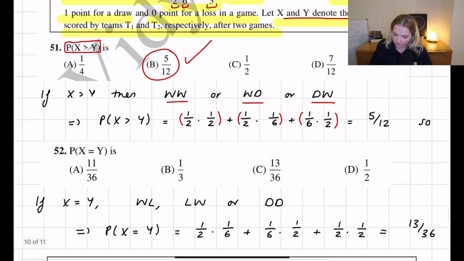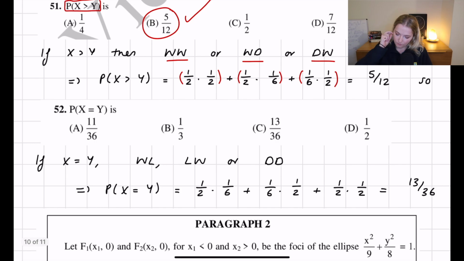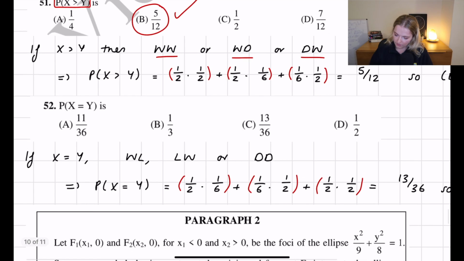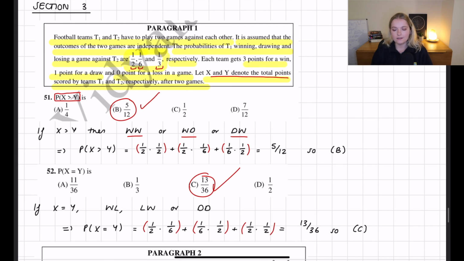Okay, now P of X equals Y. Obviously, if X equals Y, then that means we must have the equal number of points. We have win-lose, lose-win, or draw-draw. Okay, and again, if you just substitute the values for what they are, multiply them together, we get 13 over 36, and that's C.